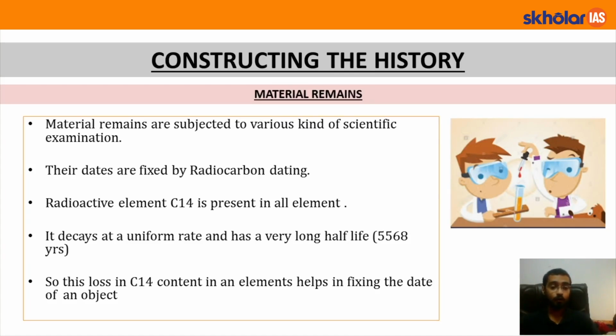So the loss of this carbon 14 content in an element helps us in fixing the date of an object. It deteriorates at a uniform rate. So suppose a thing has a half-life of 2 days, then in 2 days it will be half of the amount it was initially. And this is the same case with carbon 14. Its half-life is 5568 years. I hope this is clear to all of you.